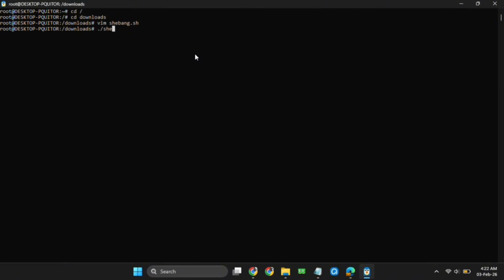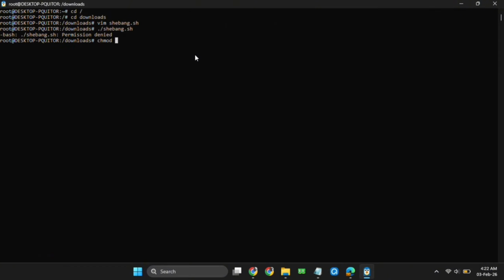To run it, the command is ./ and the script name. For example, in my case, that is shebang.sh. It shows permission denied. By default, permissions for execution are denied for users, groups, and others. In my case, I am the user. It still doesn't have the permission by default to execute.